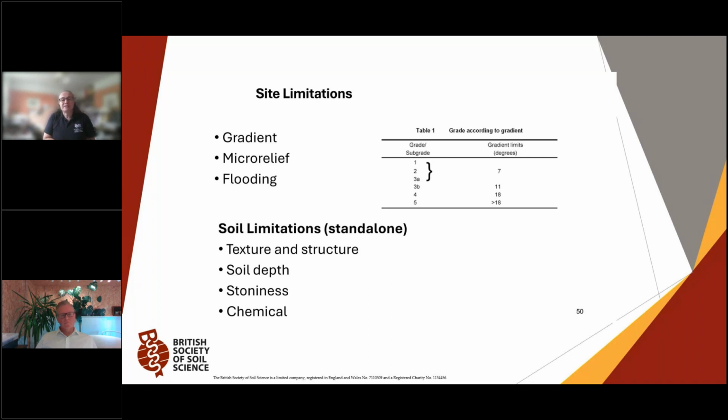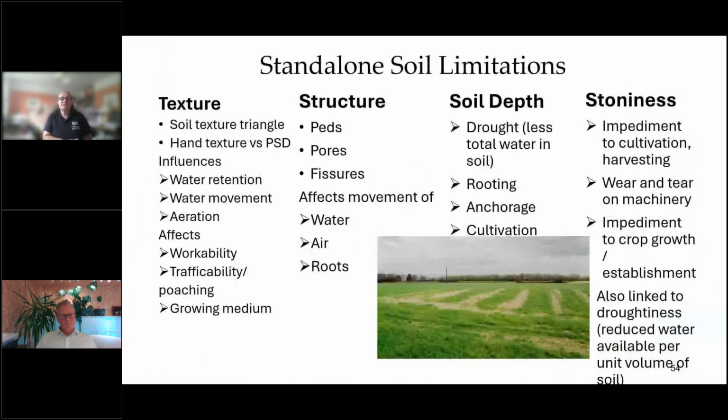So I'll just look at those in a bit more detail. Next slide. So these are the standalone soil limitations. So for texture, we're looking at the proportions of sand, silt and clay, and in the field this would be analysed by hand texturing, although it can be backed up by particle size distribution analysis at the lab, but the vast majority would be done by hand texturing, and an experienced soil surveyor would be able to identify quite precise percentages of each of those different sizes of particle.